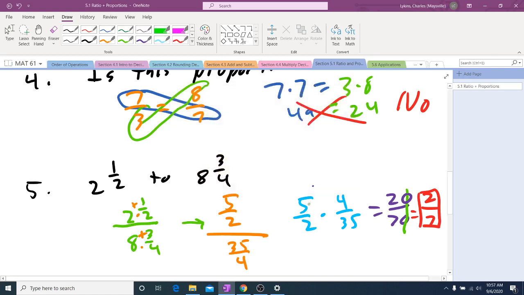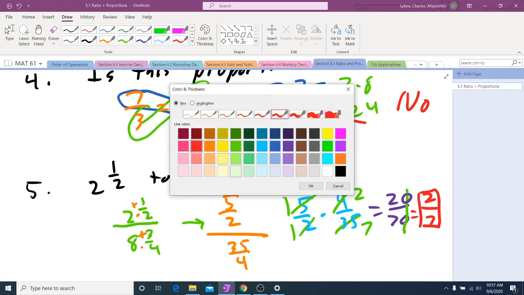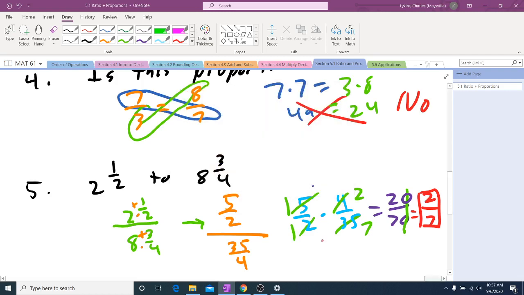Another way you could do this is you could say this: 5 goes into itself 1 time, 5 goes into 35 7 times, 2 goes into itself 1 time, 2 goes into 4 2 times. So you'd say 1 times 2 is 2. That goes on top. The bottom 1 times 7 is 7. Look at this. They're the same.